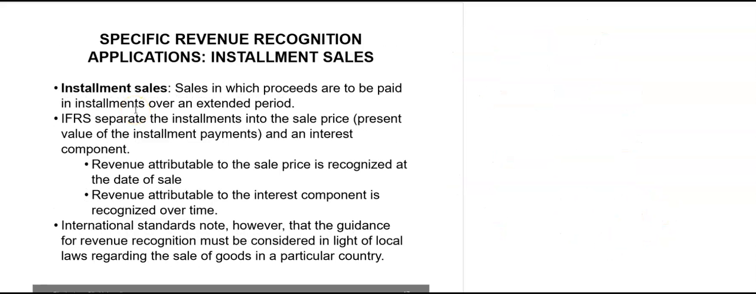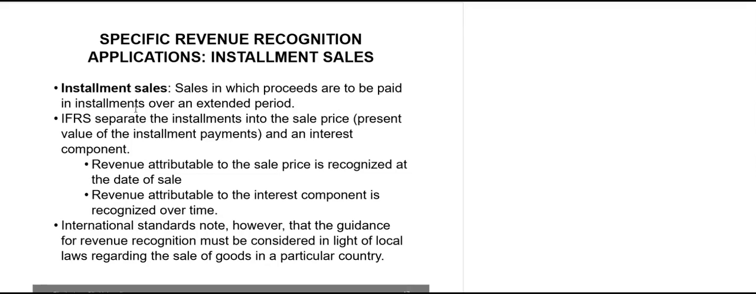We know that revenue is normally reported when goods are delivered or services are rendered, independent of the period in which cash payment for those goods or services is received. This principle applies even to installment sales. Installment sales are those in which the proceeds are to be paid in installments over an extended period of time.